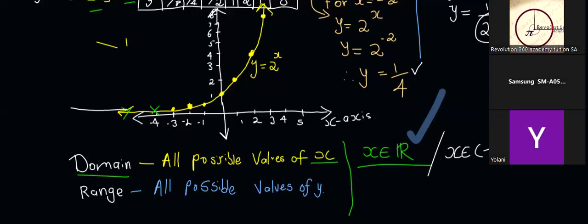Just because we don't know where this graph is coming from, it's coming from negative infinity. So I'm going to write negative infinity here. If I write negative infinity, I don't know where the graph is coming from, hence I'm going to use a small bracket. Guys, let me teach you maths.